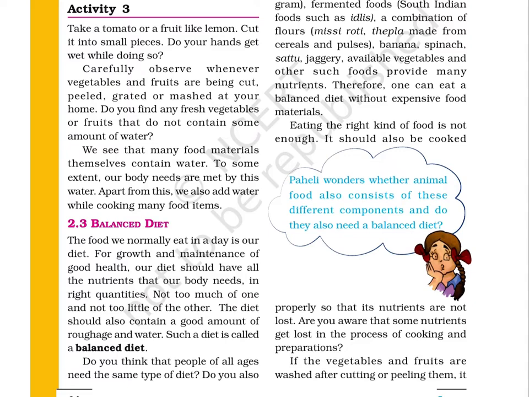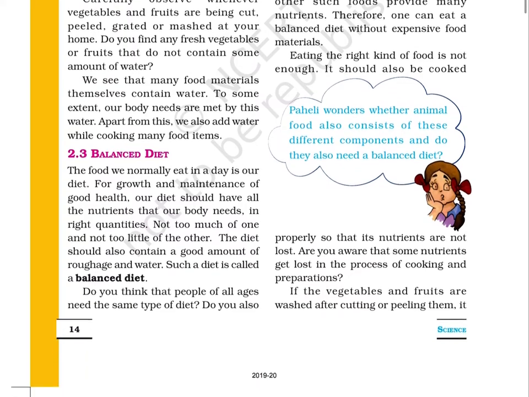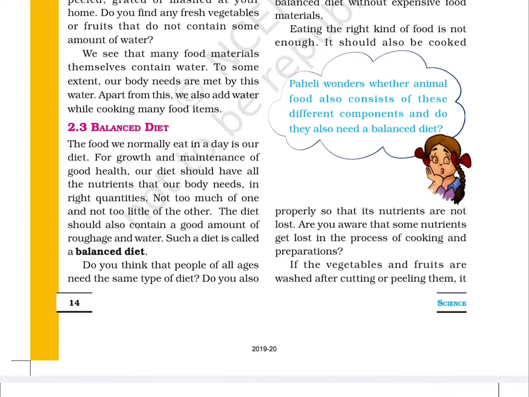2.3. Balanced diet. The food we normally eat in a day is our diet. For growth and maintenance of good health, our diet should have all the nutrients that our body needs in right quantities. Not too much of one and not too little of the other. The diet should also contain a good amount of roughage and water. Such a diet is called a balanced diet.